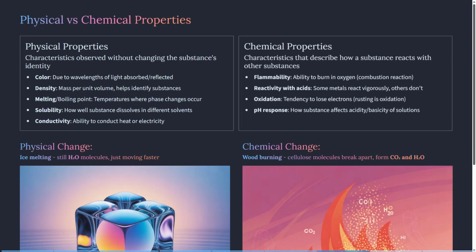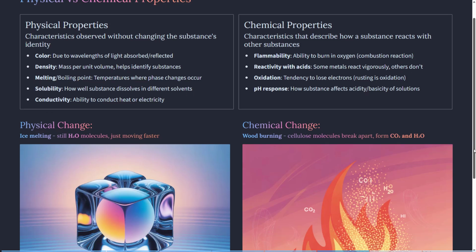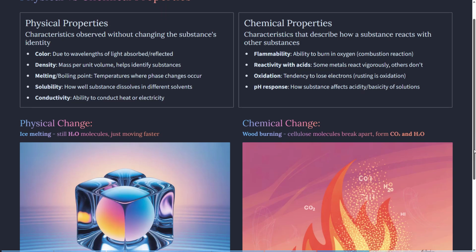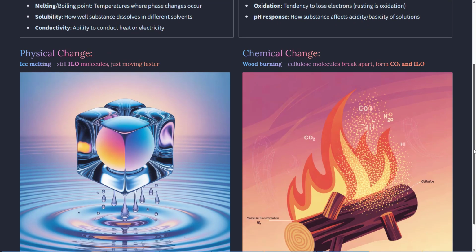Every substance has two types of properties. Physical properties like color, density, and boiling point can be observed without changing what the substance actually is. And chemical properties describe how a substance reacts with others, like flammability or how it responds to acids.